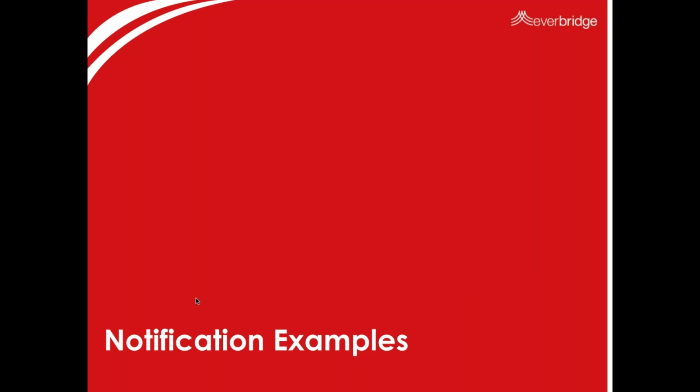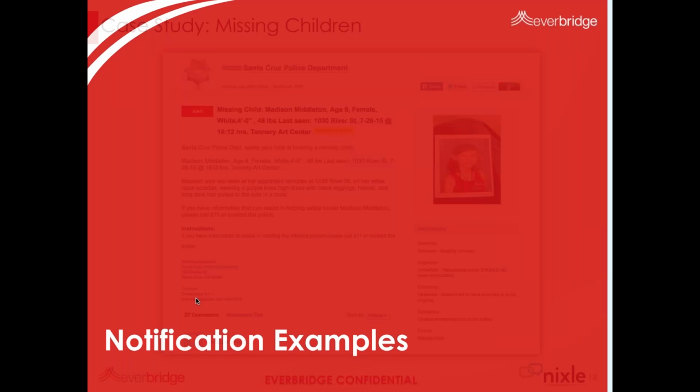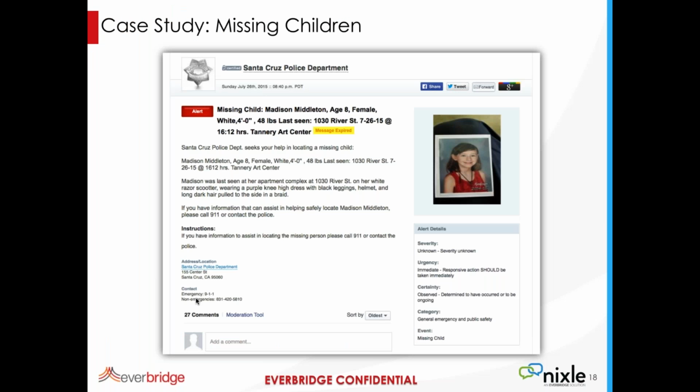So just very quickly, let's talk about some notification examples. What kind of messages are being sent from the Nixle system? Now you'll notice here that this message has an alert indicator. Nixle essentially has 3 message priorities that really break down to high, medium, and low. We call them alert, advisory, and community. So in this case, this was an alert for a missing child.